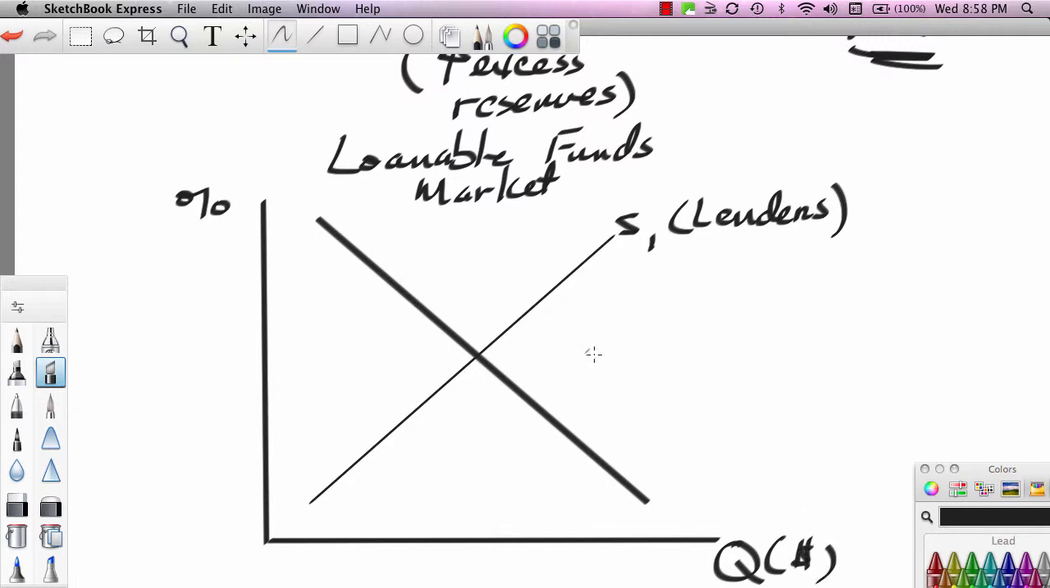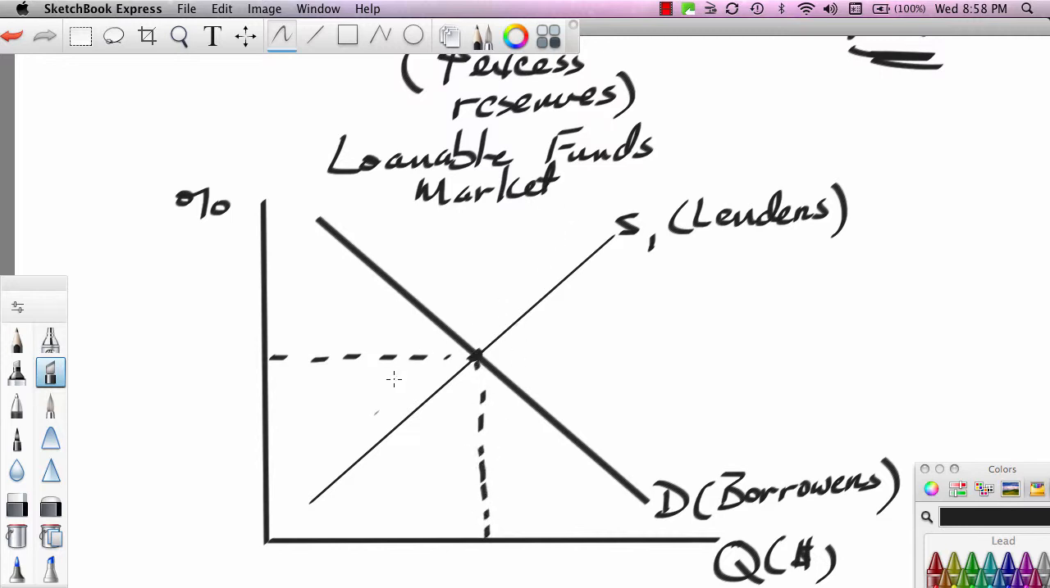Okay? And who's the demander? The demander would be borrowers, members of households, businesses. So anyone who borrows from a bank, borrows through some sort of financial institution, is going to see lower interest rates here in just a minute. So this is R1. This is Q1.